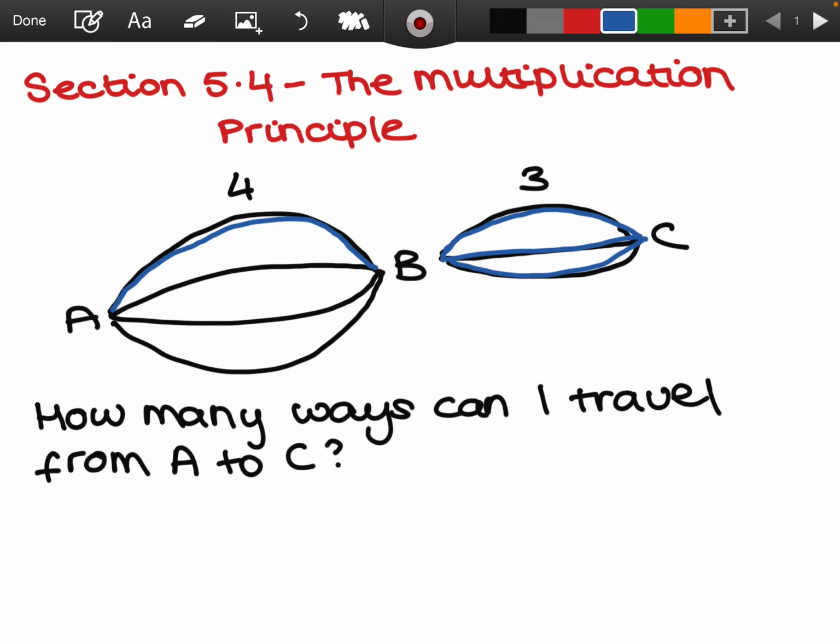Same goes with the second path from A to B. When I take that second path from A to B, I then have 3 different ways of getting from B to C. You can do this for each one of your 4 paths going from A to B, and you find that for each one, there are 3 different ways of getting from A to C. I take my first path from A to B, and then I've got 3 options of getting from B to C. I take my second path from A to B, I've got 3 different options of getting from B to C, etc. So that means that I have 4 times 3 different ways of getting from A to C.